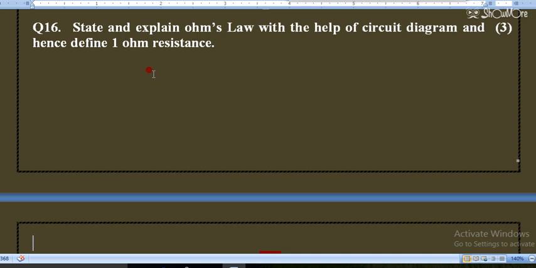So according to Ohm's law, the potential drop across the resistance is directly proportional to I. Then V into 1 by R is equal to I, and after that you get the relation V is equal to I into R. This is the mathematical expression for Ohm's law. When we say what do you mean by Ohm's law, basically V is equal to I into R. This is the mathematical expression.